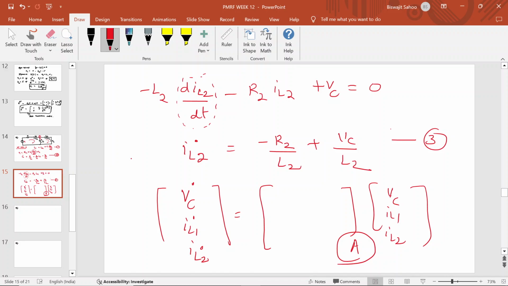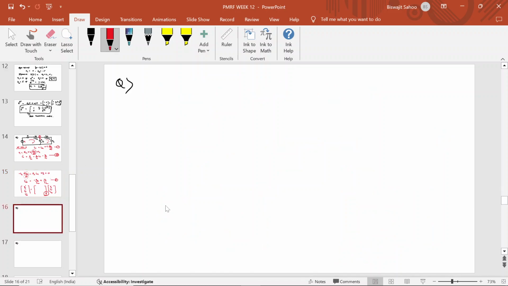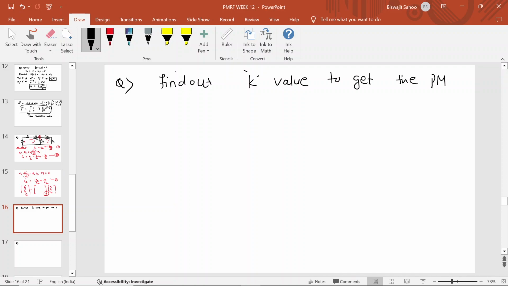Someone in the last class asked me how to find the gain margin and phase margin. This is very simple. I already discussed some shortcuts. Let me give you a question: how to find the k value to get the phase margin equal to 30 degrees.